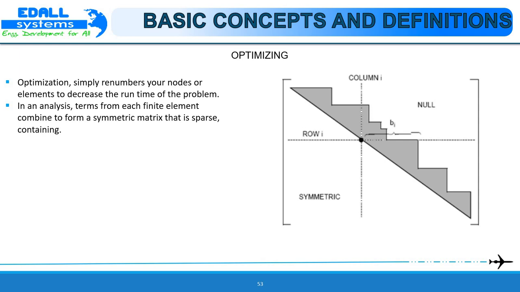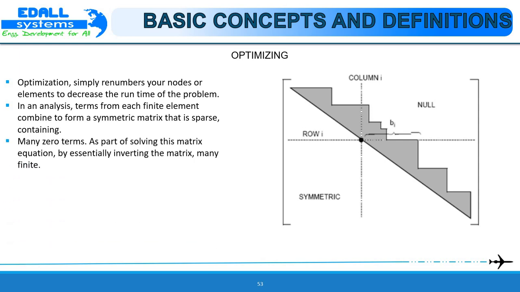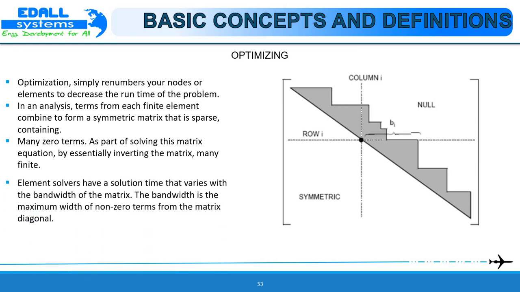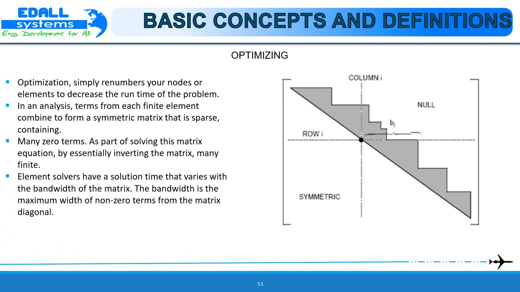In analysis, terms from each finite element combine to form a symmetric matrix that is sparse, containing many zero terms. As part of solving this matrix equation by essentially inverting the matrix, many finite element solvers have a solution time that varies with the bandwidth of the matrix. The bandwidth is the maximum width of the non-zero terms from the matrix diagonal.